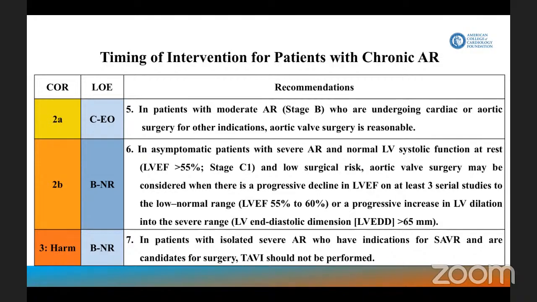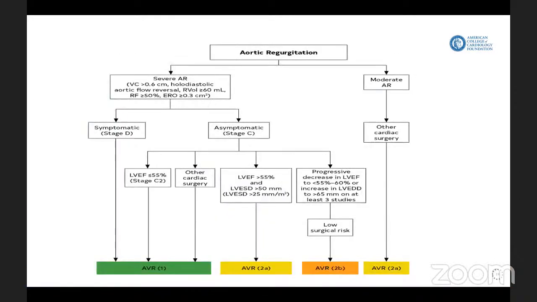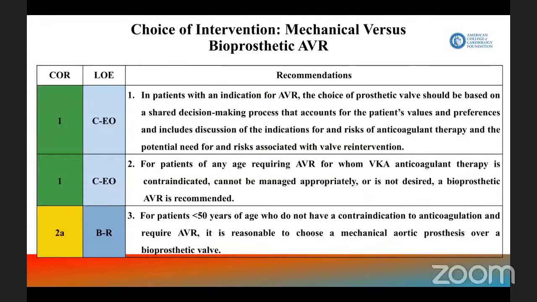For patients with isolated severe AI who have indication for surgical AVR and are candidate for surgery, then TAVI should not be performed. It's a class 3 harm. And this diagram summarizes the indication for surgery in case of aortic regurg as we discussed before.